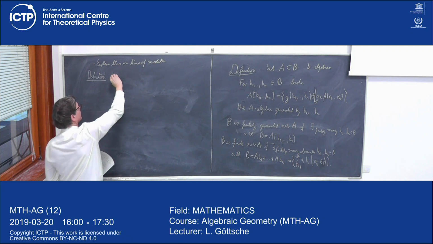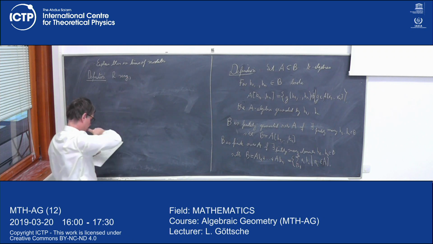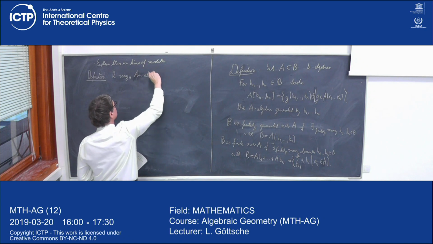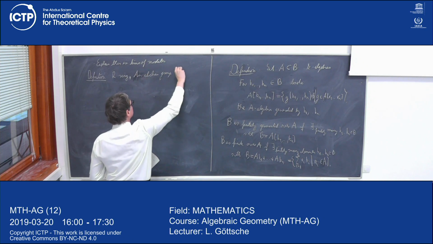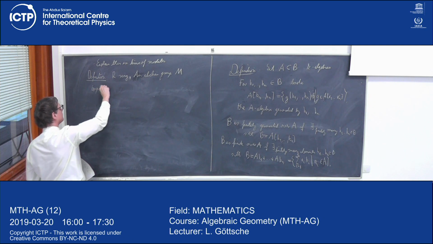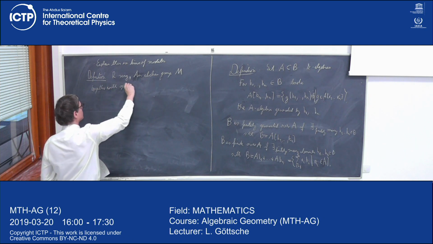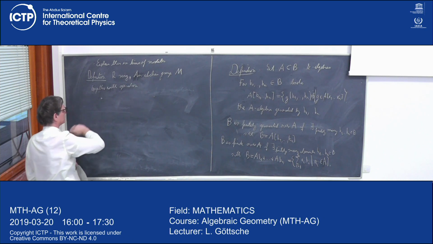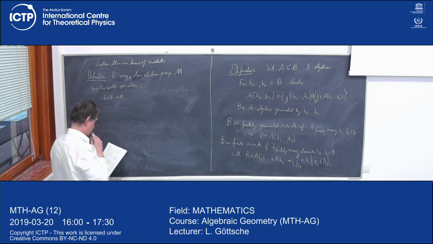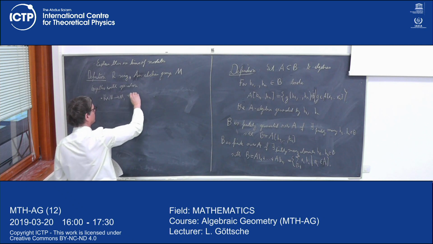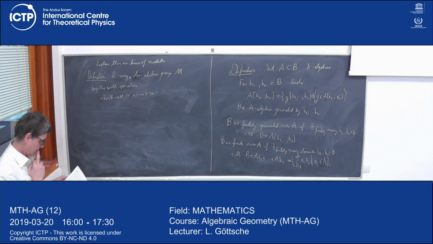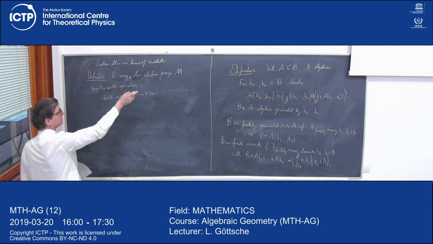So, R should be a ring. An abelian group M together with an operation, which I call scalar multiplication, from R times M to M, which just means that R times M to M, where I also drop the multiplication sign, is called an R module.